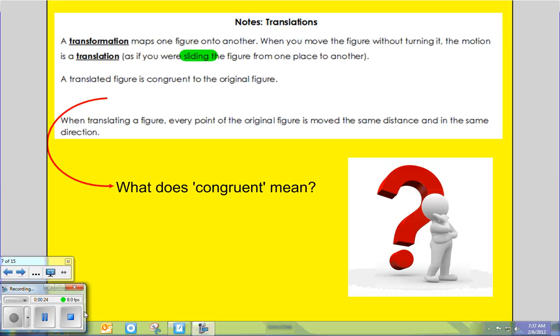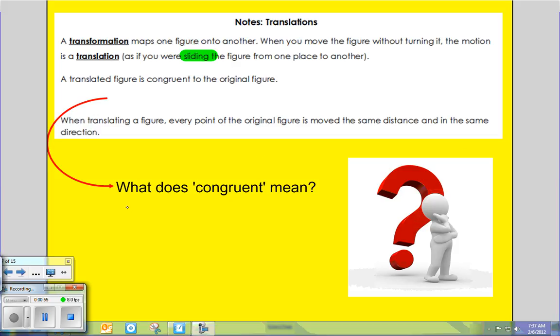When you move the figure without turning it, in other words, if you slide it across the coordinate plane without turning it around, it's called a translation. So the figure stays in the same orientation up and down, and you just slide it around the page. A translated figure is congruent to the original. If you recall, congruent means that it is equal. It's the same size, same shape.